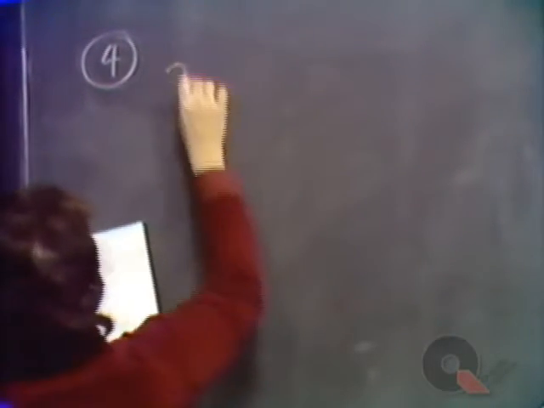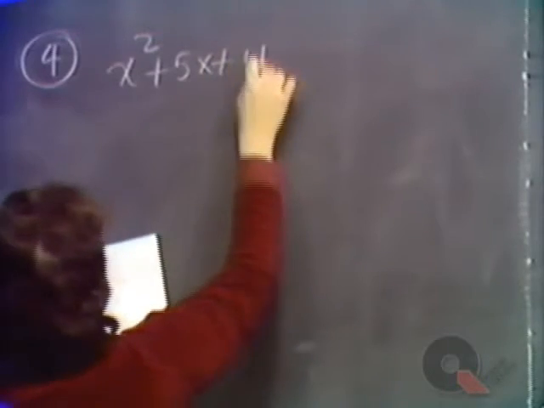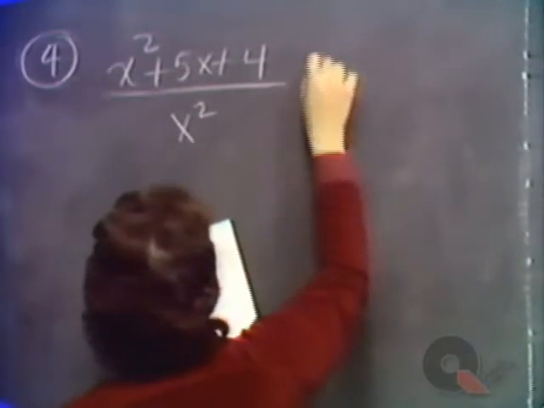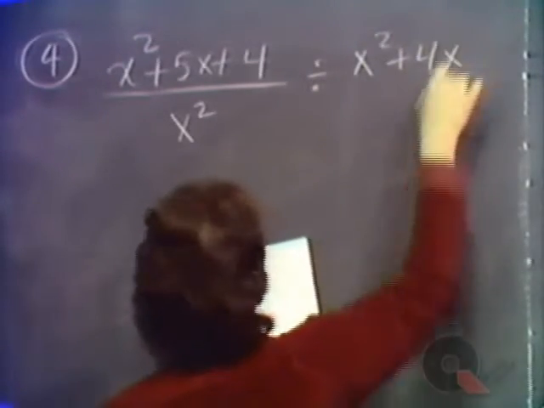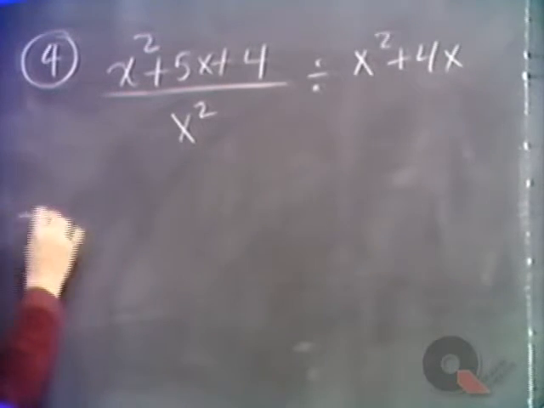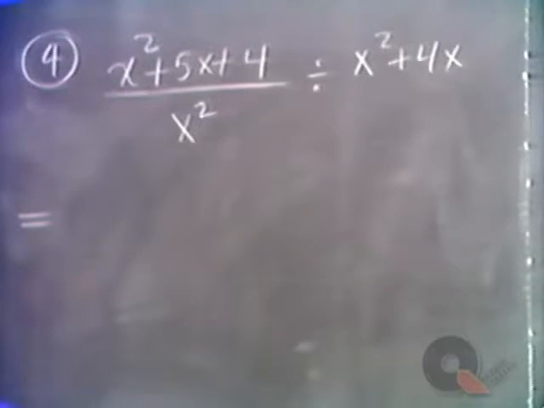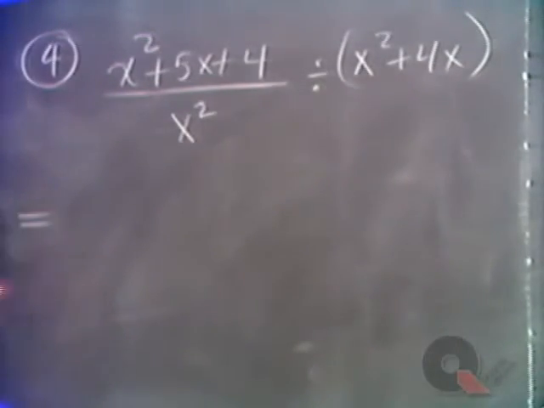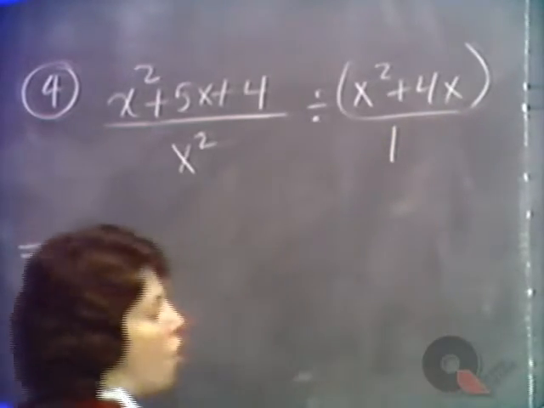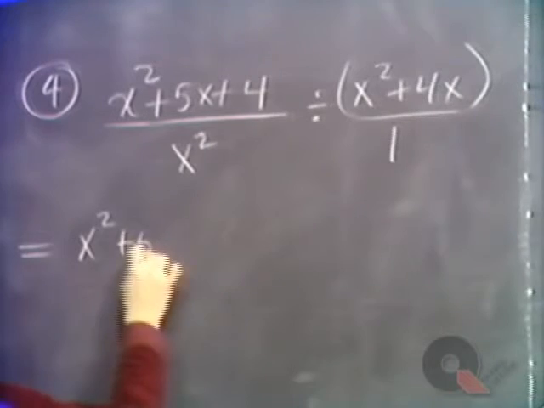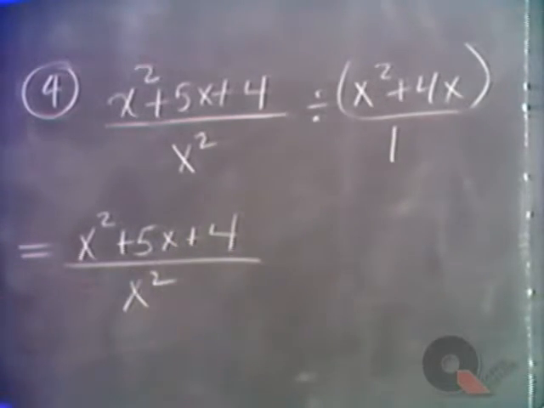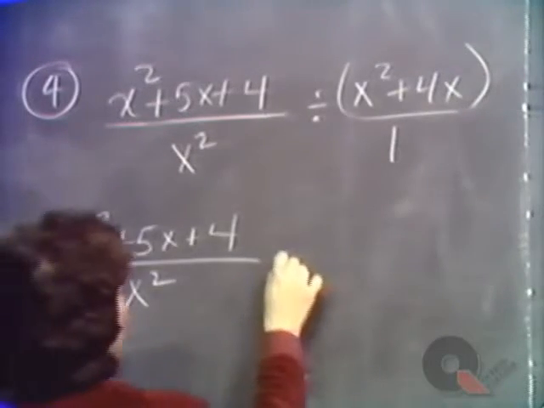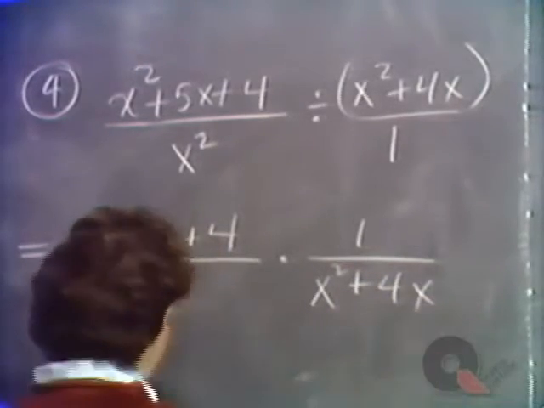Okay, in example number 4, we have the following: x squared plus 5x plus 4 over x squared, divided by x squared plus 4x. This divided by that. Now, if this upsets you and it doesn't look like a fraction to you, of course you could think of this as x squared plus 4x over 1. So let's first make use of our rule for division, which says that instead of dividing by x squared plus 4x over 1, we can invert and multiply by 1 over x squared plus 4x.